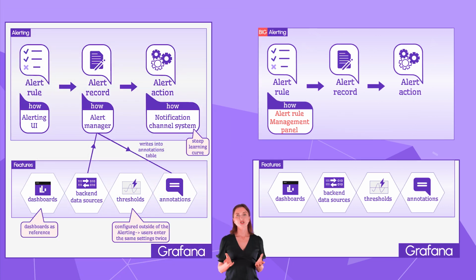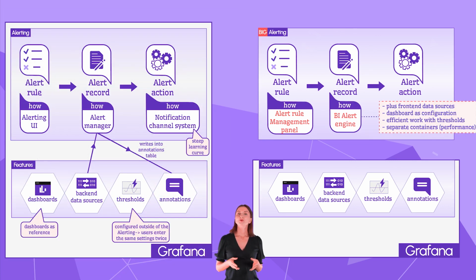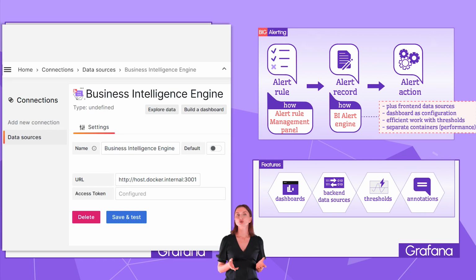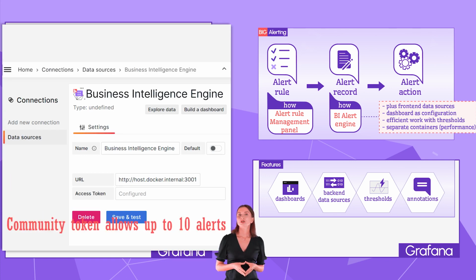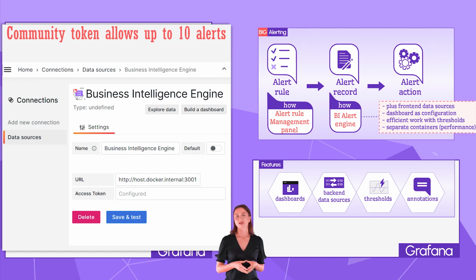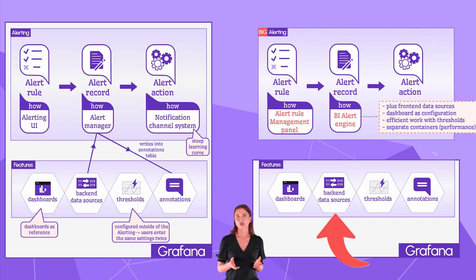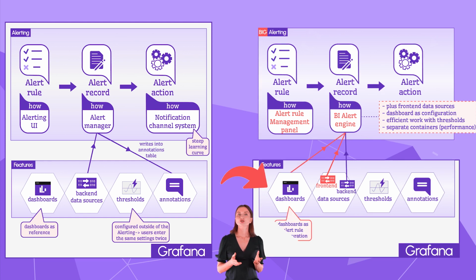The BI Alert Engine replaces the Alert Manager. To communicate with the BI Alert Engine data source, you need a token. The community token allows you to have up to 10 alerts. In addition to the back-end data sources, it works with the front-end data sources. It uses dashboards as a source for alert rule queries. It also utilizes the specified threshold, which reduces the manual user work. There is no need to replicate thresholds in the alerting UI. Also, you can use multi-layered thresholds like low-low, high-high, and so on.